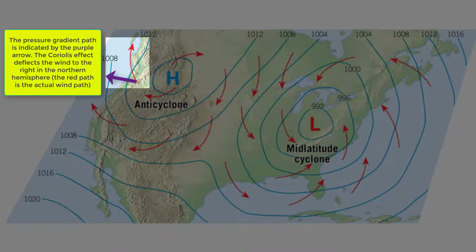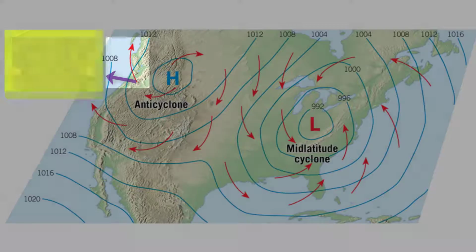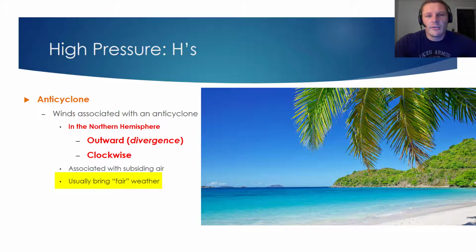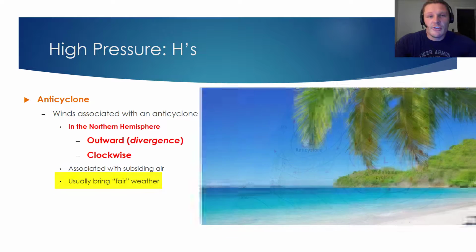However, due to the Coriolis effect, the winds will be deflected to the right in the northern hemisphere. So that's why you see this red arrow veering off to the right of the line I've indicated on the screen. Earlier in this vodcast, I mentioned that cyclones are often thought of as the evil villains in the weather world. Anticyclones can kind of be thought of as the heroes, if you're a fan of fair weather, sunny weather, going to the beach, and things of that nature.